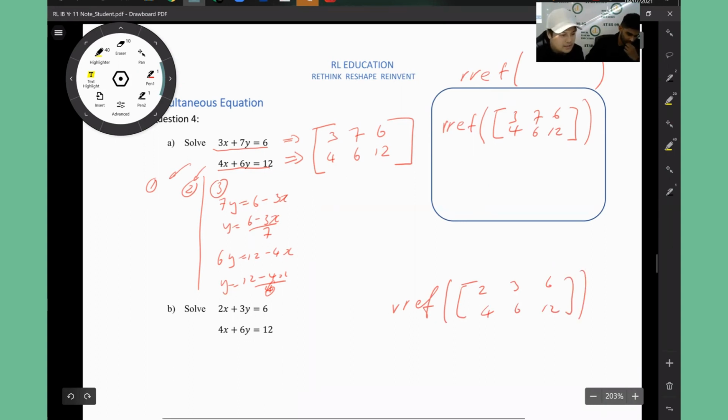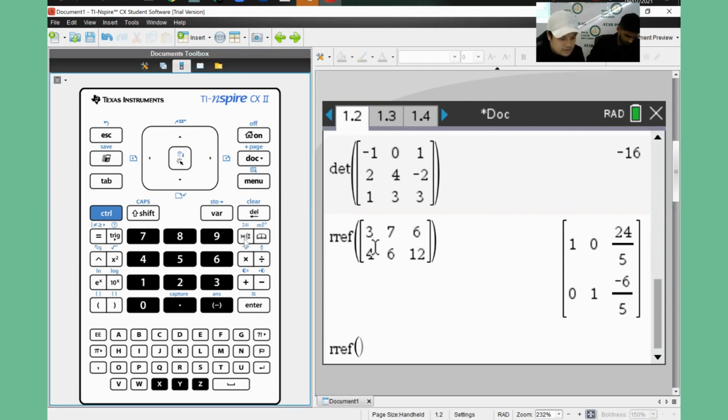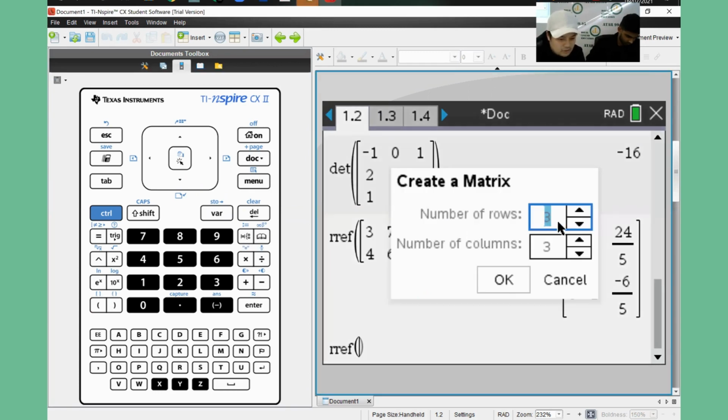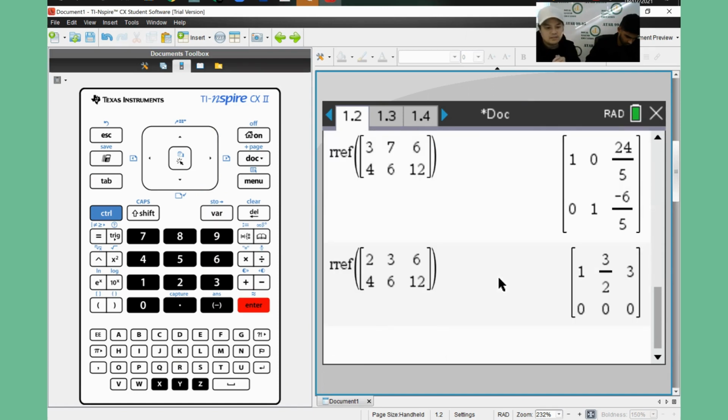Okay, let's see what happened. Calculator, double REF, open bracket, matrices in here, another 2 by 3. Okay, so 2, 3, 6, tag, 4, tag, 6, tag, 12, enter. You say, hey, what is this?